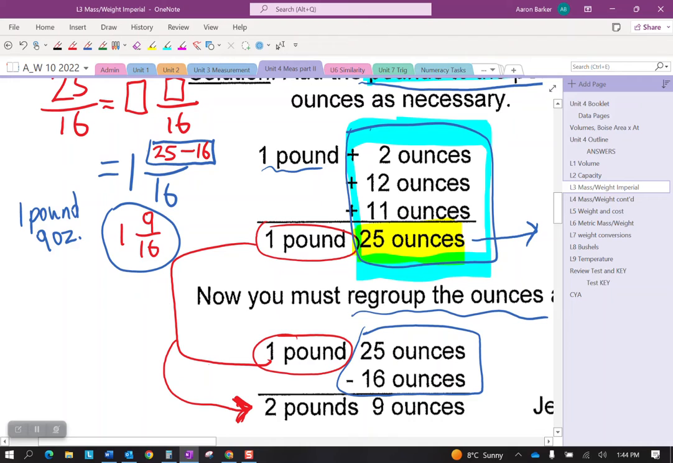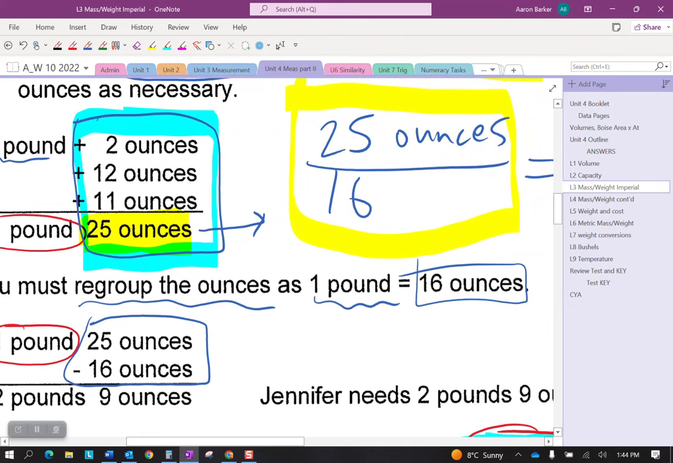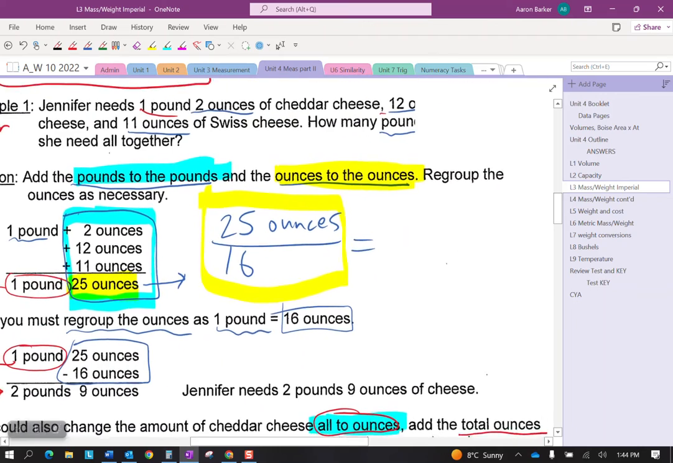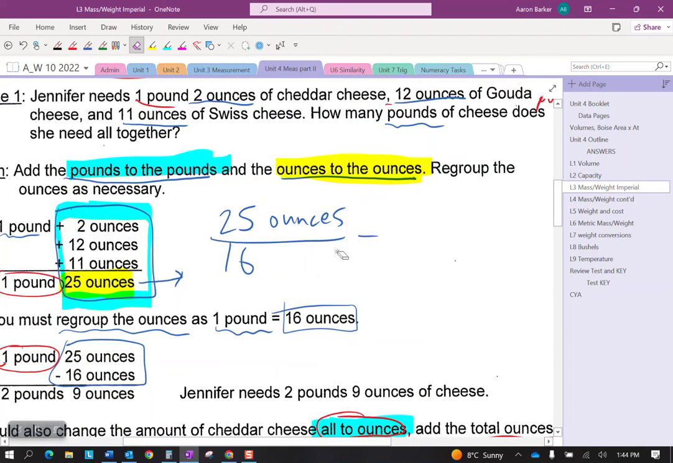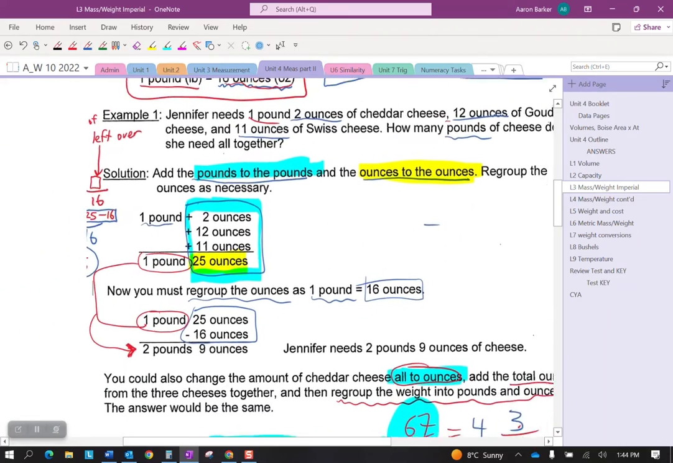Questions? Comments? Concerns? Okay. So over here, I just regrouped them. That's fine. I did that on the other side, so I will erase that. Okay. Another question then.